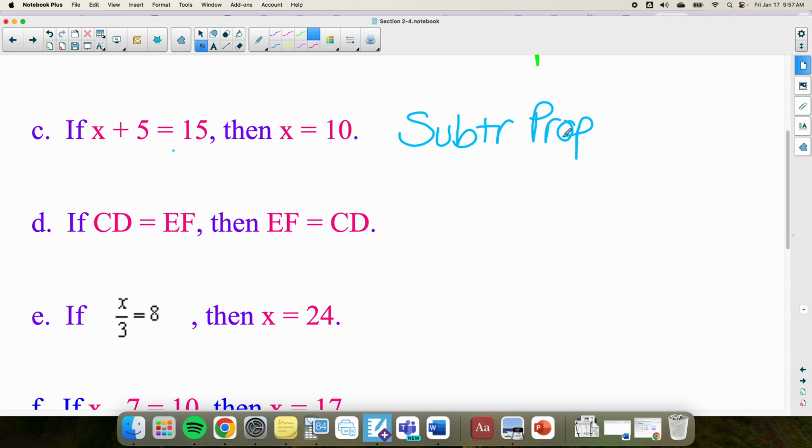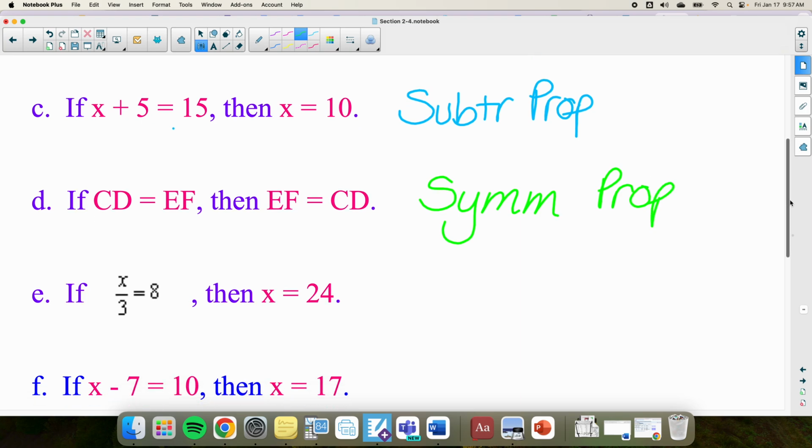Okay. Now here what they did is they took these and they flipped the sides. Do you remember what that's called? Symmetric. Yeah, 2 equal signs. You want to think of symmetric. And that one we go S-Y-M-M prop.